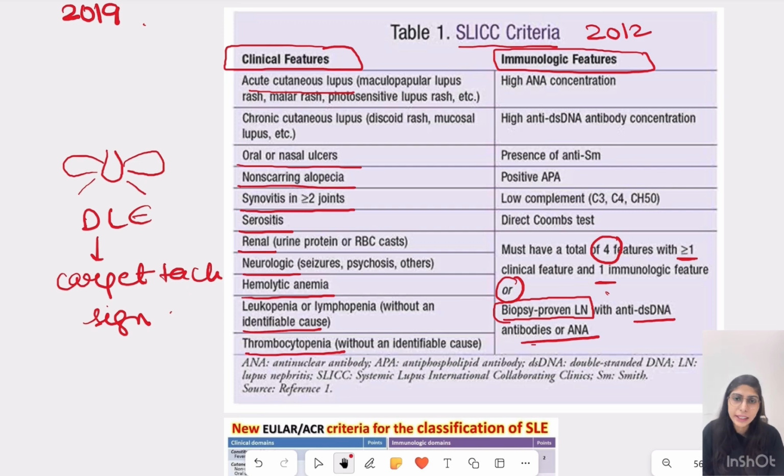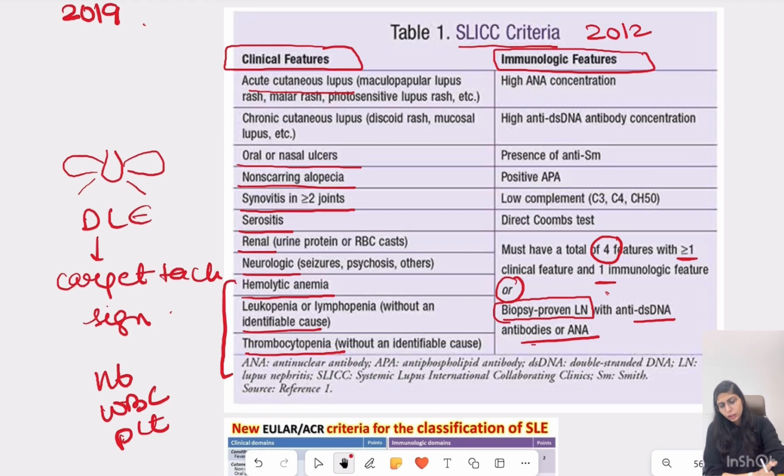EULAR criteria combined all these 3 hematological features. In a CBC report, you have an HB, you have WBC count, and you have platelets. So all 3 of these: hemolytic anemia, leukopenia or lymphopenia, and thrombocytopenia. Among immunological features, ANA positivity or anti-dsDNA positivity, anti-Smith, antiphospholipid, low complement, and DCT positive. DCT positive tells you, indirectly, about hemolytic anemia.